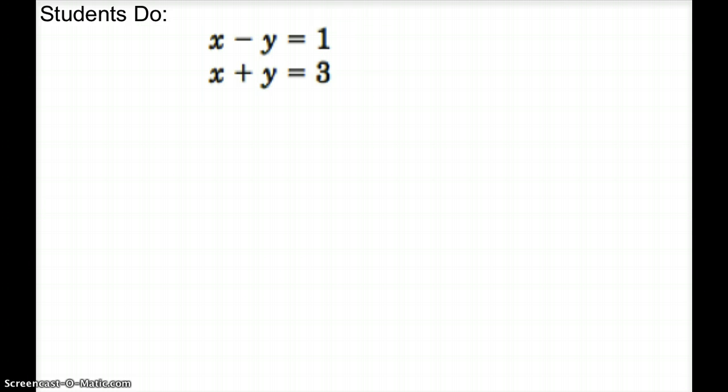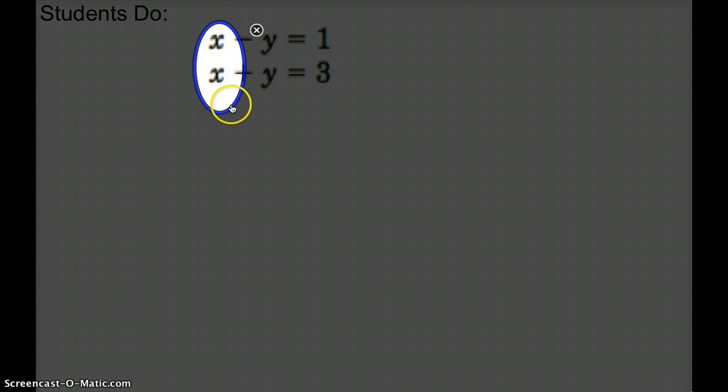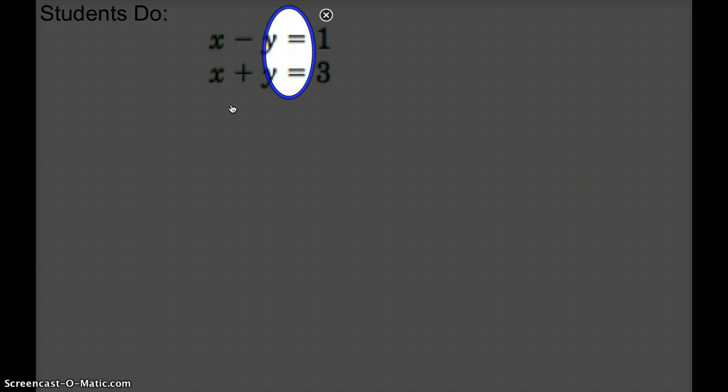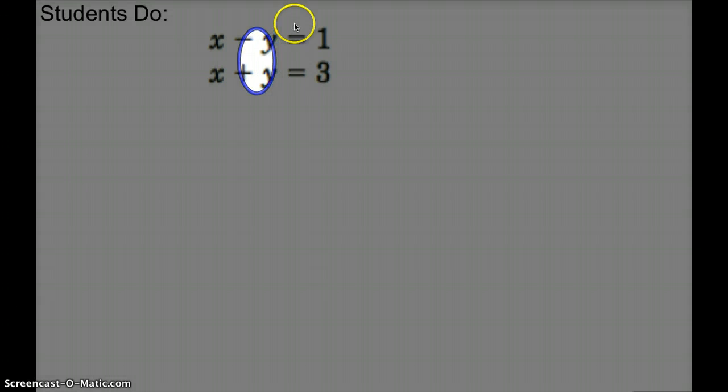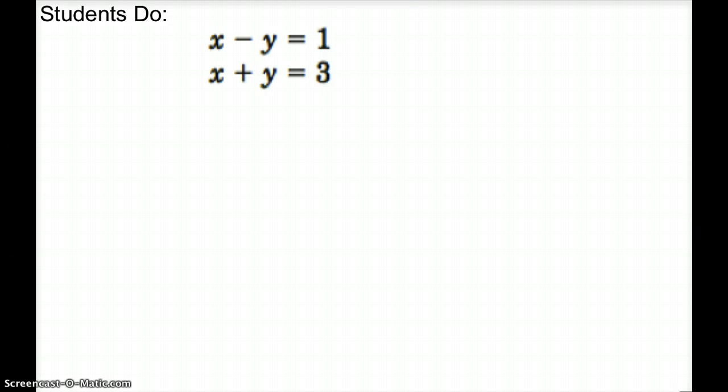Okay, students do, just to make sure, again, we have to look to make sure that they're in the correct order. And it looks like it. I have my x's together, and then I have my y's together, my equal sign, and then a number. Okay, my y's look like they're going to cancel out as well. So when I add these together, let's do this in red. These y's cancel or eliminate. Why we call it the elimination method. They eliminate each other. 1 plus 1 is 2x equals 1 plus 3, which is 4.